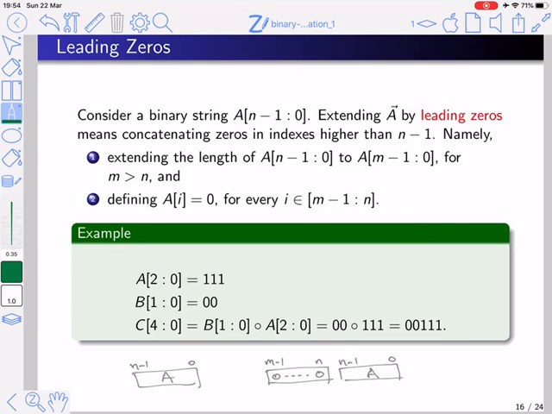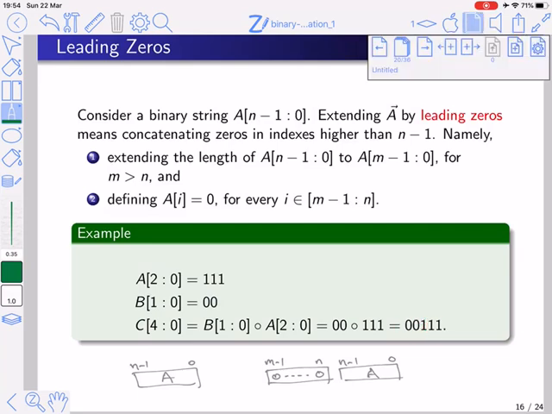Okay, let's see an example. A could be the string 1, 1, 1. B could be the string 0, 0. Now we concatenate B with A to obtain the string 0, 0, 1, 1, 1. So we wrote the zeros in positions which are higher than the positions of the bits of A. Therefore, they're called leading zeros.